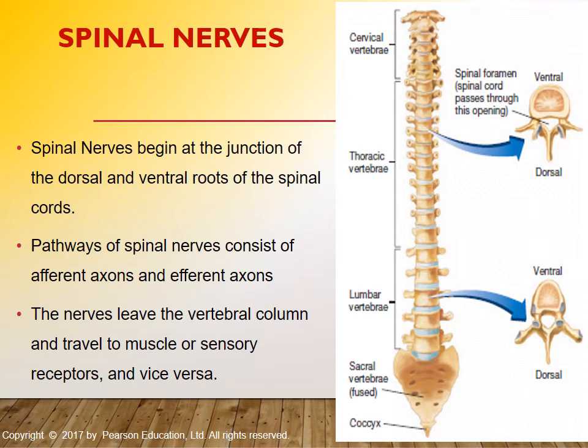Spinal nerves actually begin at the junction of the dorsal and ventral roots of the spinal cord. The pathway of spinal nerves consists of afferent axons and efferent axons, meaning in and out. The neurons are involved in taking information out and in from the spinal cord to our muscles. So the nerve leaves the vertebral column and travels to the muscle or sensory receptor and vice versa.